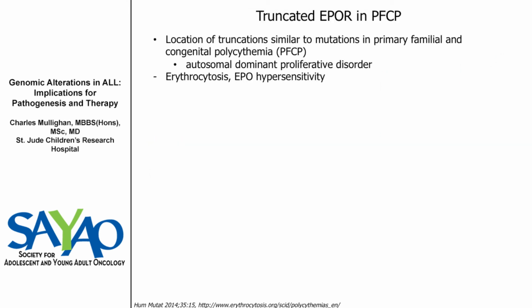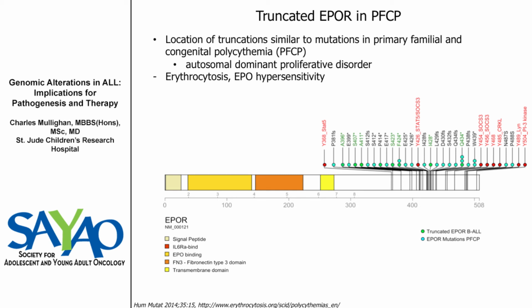This became even more interesting because as we started looking at the literature, we observed that these truncations in their location are essentially identical to the sequence mutations that are inherited in primary familial and congenital polycythemia, which is an inherited condition resulting in erythrocytosis and EPO hypersensitivity.